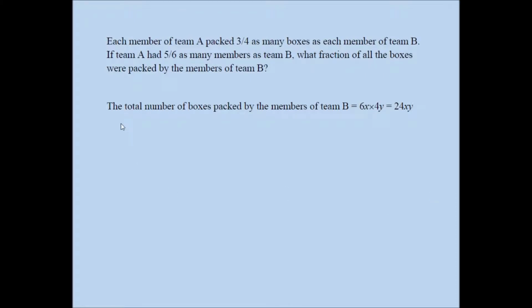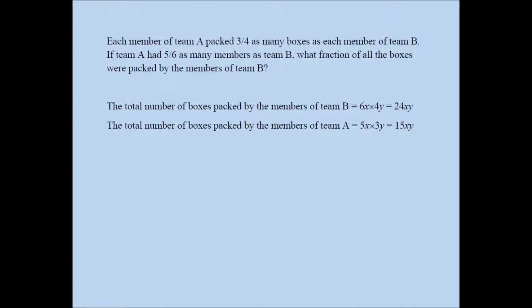So the total number of boxes packed by the members of Team B has to be 6x times 4y. Why? Because 6x is the total number of members and 4y is the number of boxes packed by each member. So when you multiply, that gives you the total number of boxes packed by all the members, which turns out to be 24xy.